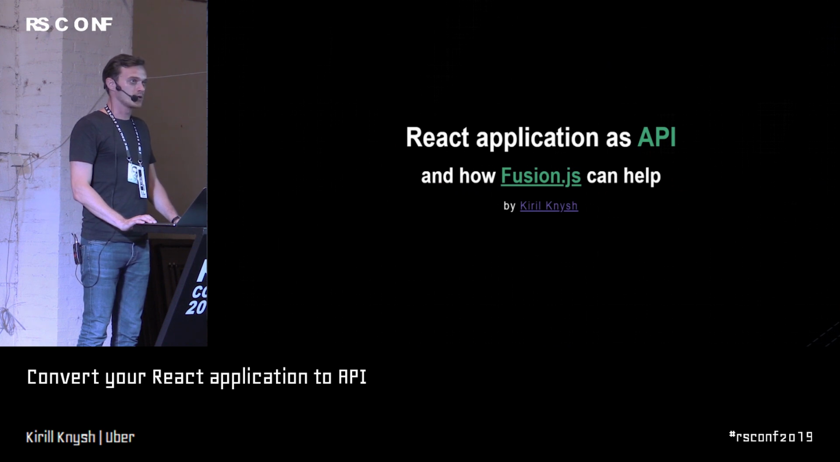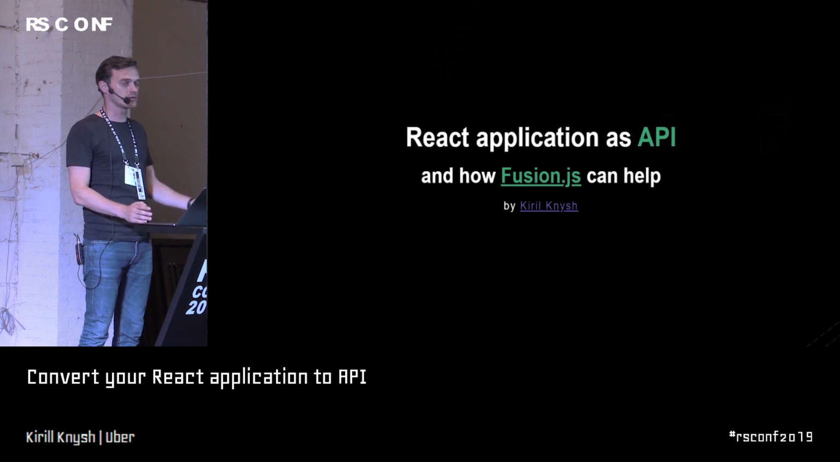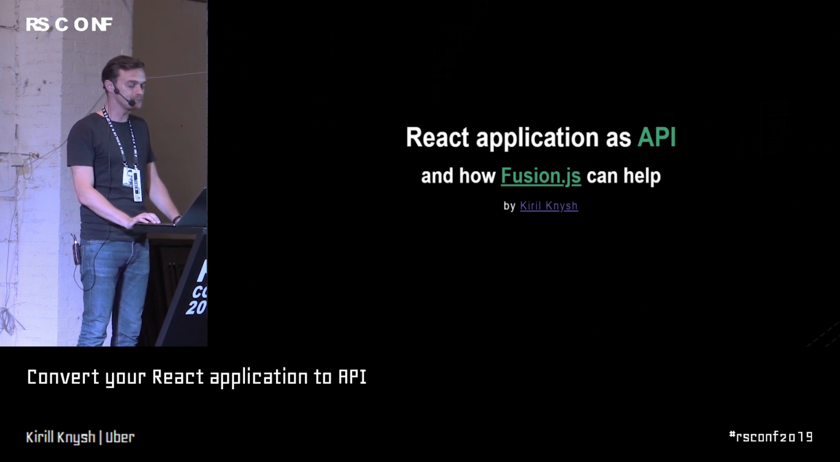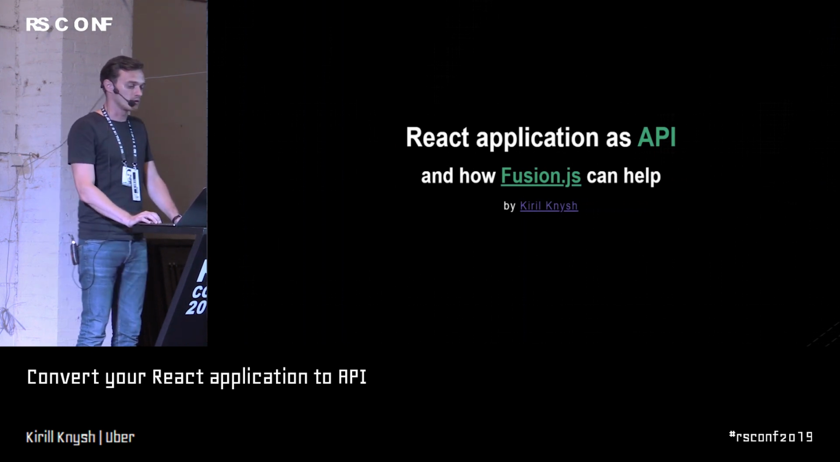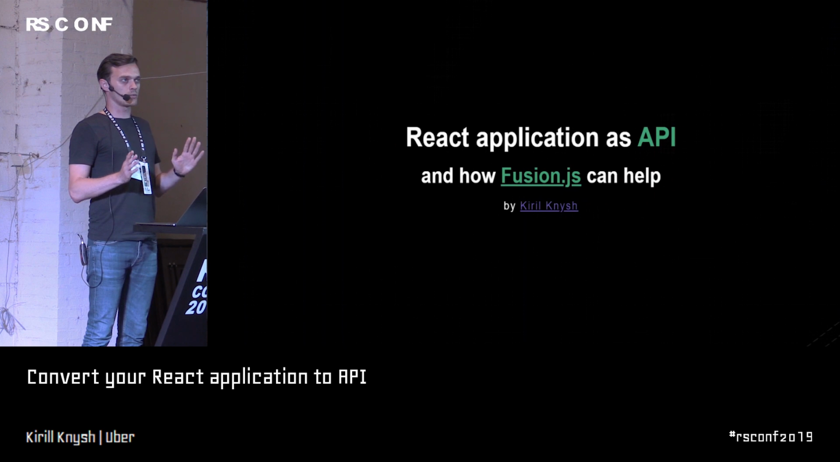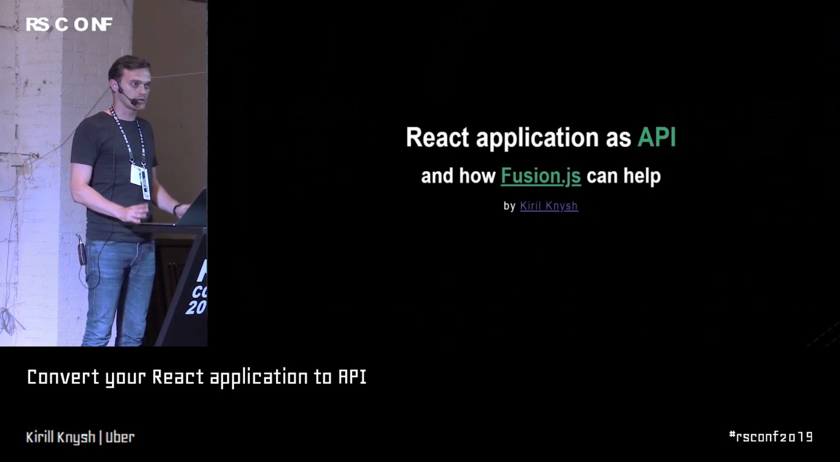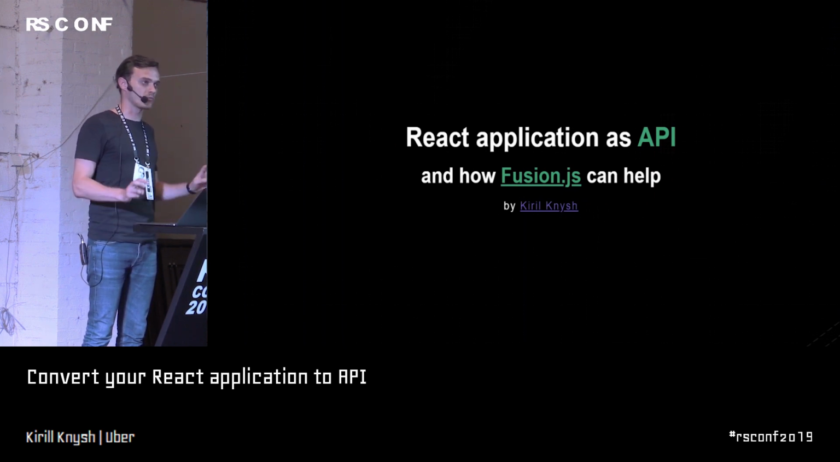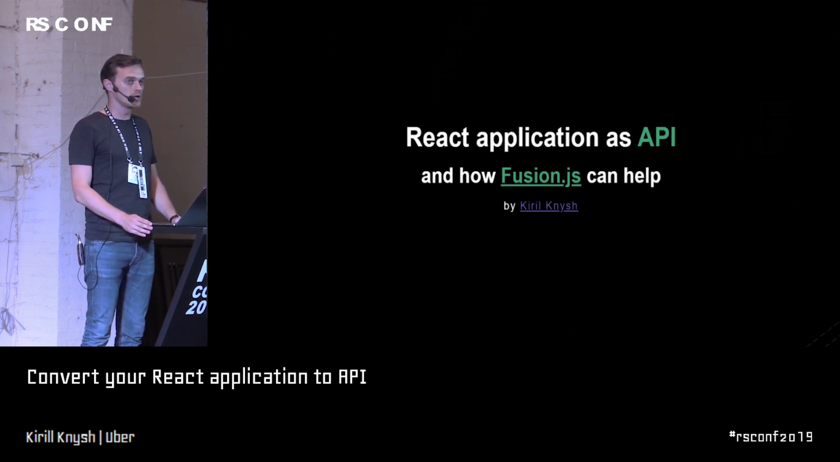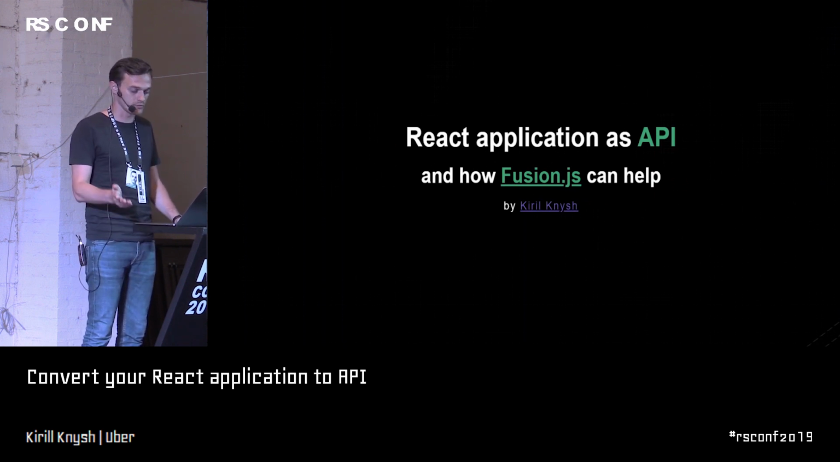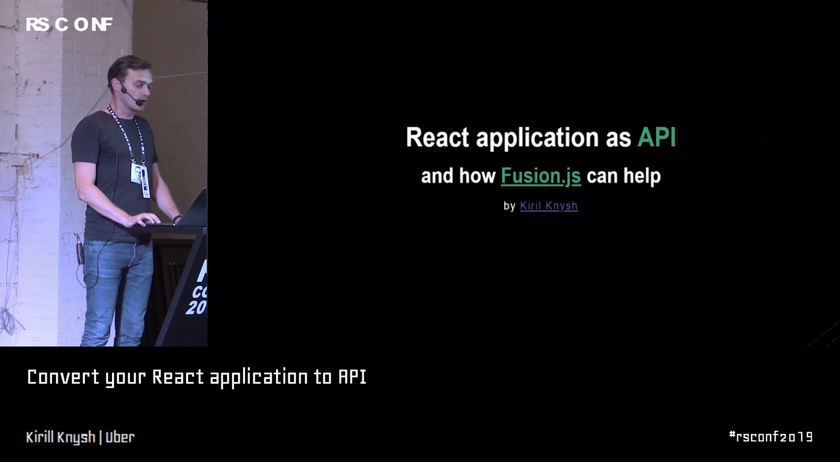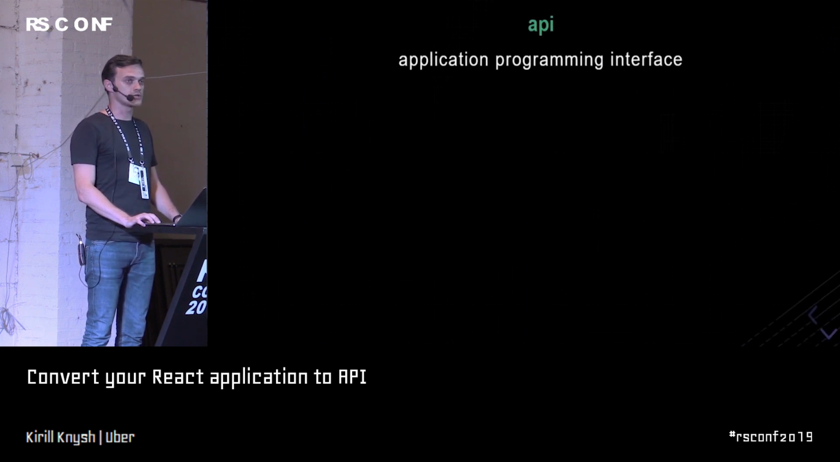I'd like to tell you our story about our React application that we tried to convert to, let's call it API, and how we did it with the help of Fusion.js, a JavaScript framework. What I will be talking about is quite a generic approach. It's absolutely framework agnostic, so you may use the same approaches with any other framework, but for some coincidence, we have it exactly with React and Fusion.js. So I would like to start with the definition of API.